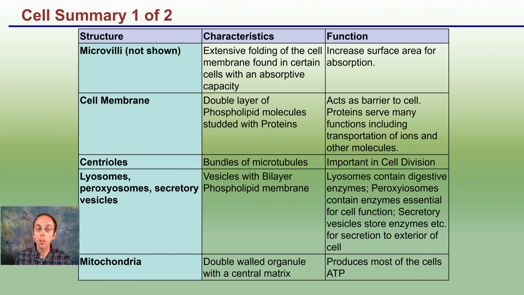Centrioles are bundles of microtubules, and they're very important for cell division, the mitosis process. Lysosomes and peroxisomes, for example, are vesicles that have a bilayer, and they're very important to contain enzymes for the breakdown process, helping things secreted by the cell potentially to digest things. The mitochondria, a double-walled organelle, produces most of the cell's ATP. It's adenosine triphosphate, and that's the energy currency of the cell, despite many people saying it's simply the powerhouse of the cell.